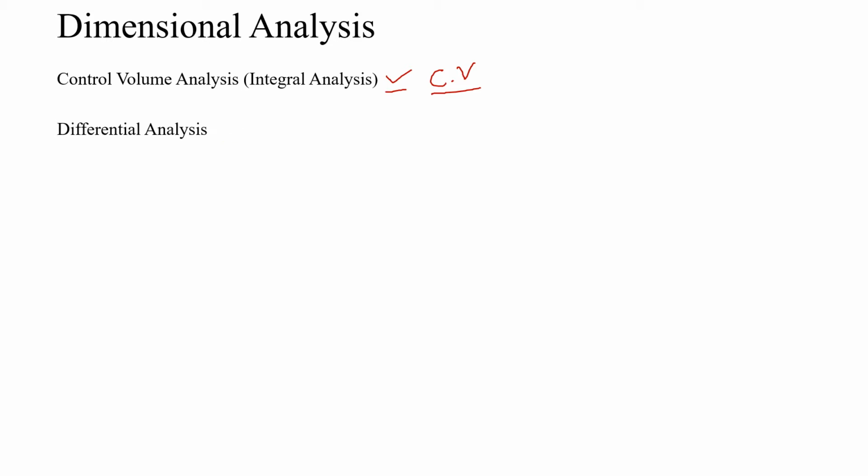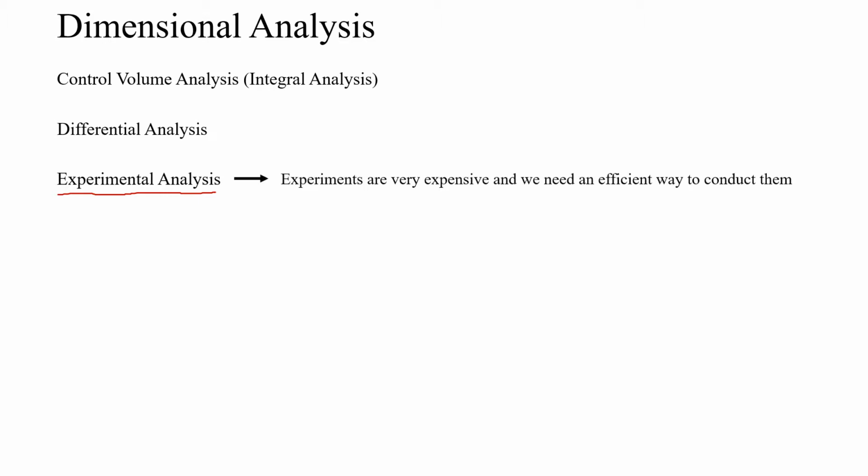In fluid mechanics, or in any engineering problem, we need to conduct experiments to see the effects of certain variables on a certain other variable. So experimental analysis is key to any science, and we need to conduct experiments in a very efficient manner, because experiments cost a lot of money and time. So experiments are very expensive, and we need an efficient way to conduct them. What does that mean? Let's see an example.